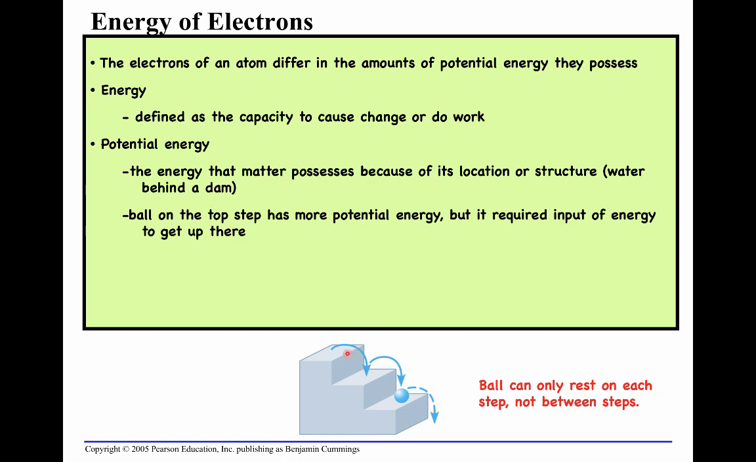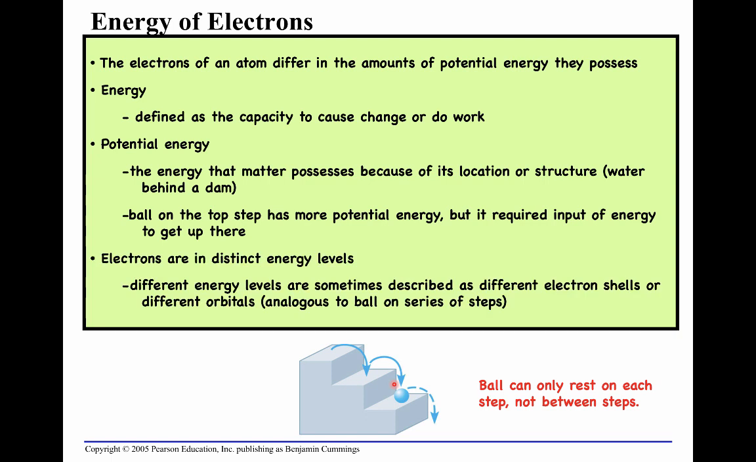The ball on the top of the steps has a lot of potential energy. In order to get that potential energy, someone had to move it up. So work had to be done to get the ball to the top step. And now if the ball goes down or water goes down a dam, that energy can be used to do work. And so electrons are in distinct energy levels.